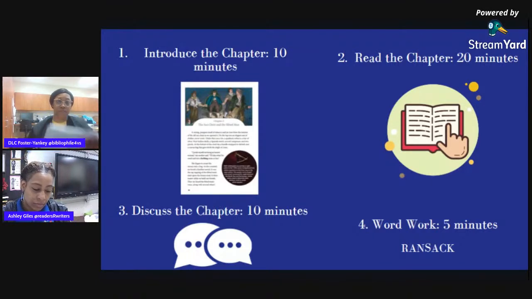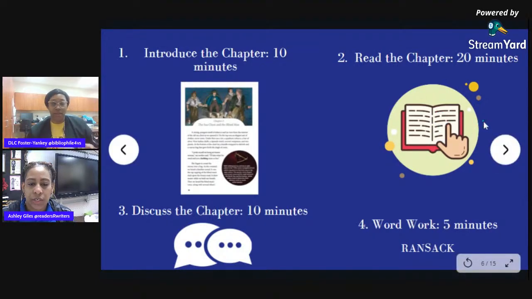And then they'll move on to number 2, read the chapter, for 20 minutes. In this component, the students will be reading the chapter silently, and the teacher will pause them every 1 or 2 pages to pose some literal, inferential, and evaluative questions about the chapter.